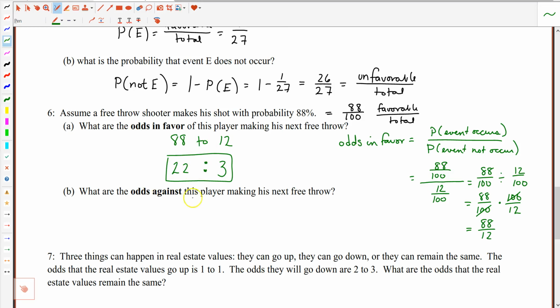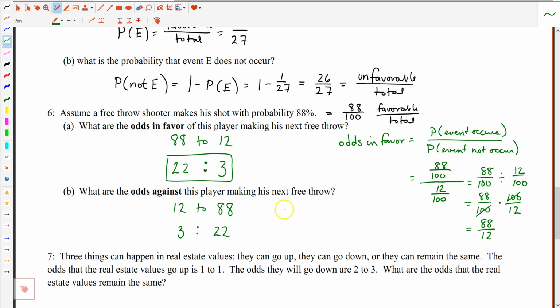So odds against the player making his next free throw. If it's odds against, remember you're going to list the unfavorable outcomes first. So odds against making his next free throw, there are 12 ways he would miss the shot to 88 ways he would make the shot, again out of 100 shots total, and then this would simplify to 3 to 22. You can also do odds against in a very similar format for how we did it over here.